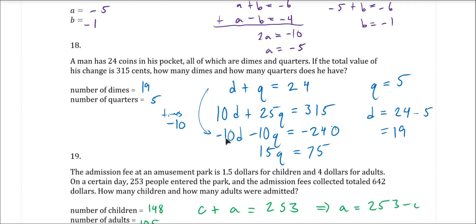We can use elimination to solve this by multiplying the first equation by 10 and summing. This gives us that Q must be equal to 5. Then plugging that back into our equation for dimes, we find out that the number of dimes must be 19.